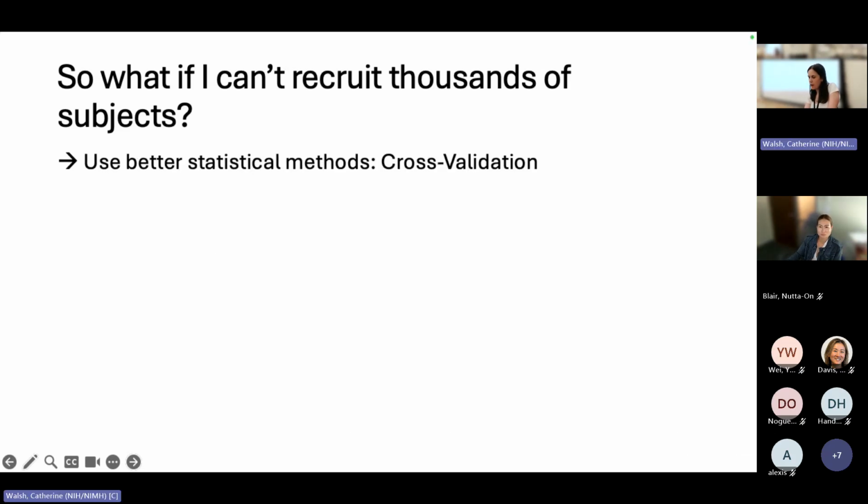Going to change gears a little bit again. So we've talked about optimizing experimental design, thinking about your task, thinking about your data collection, and now we're going to talk a little bit more about analysis. The first thing that I'm going to talk about here is cross-validation, and I want to set the stage as to why we might care about this, and that is this concept of overfitting.